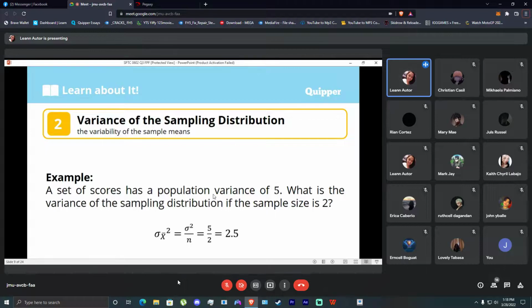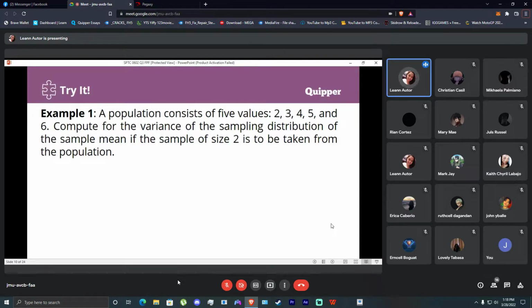Later, we'll have an example. All right. So a population consists of 5 values. Again, let's have this: 5 values, 2, 3, 4, 5, and 6. Compute for the variance of a sampling distribution of the sample mean if a sample of size 2 is to be taken from the population.